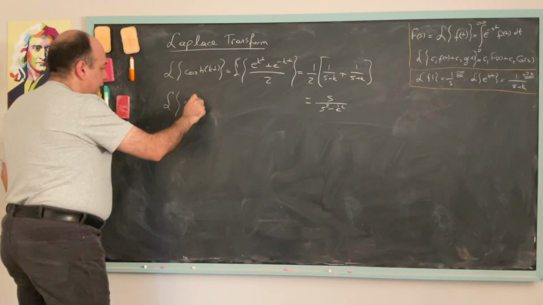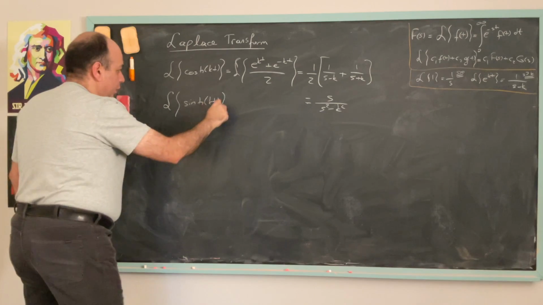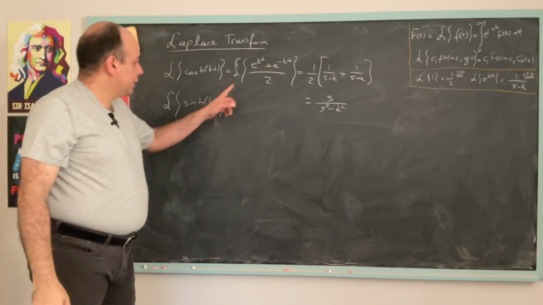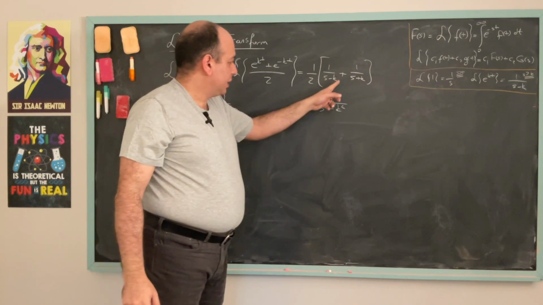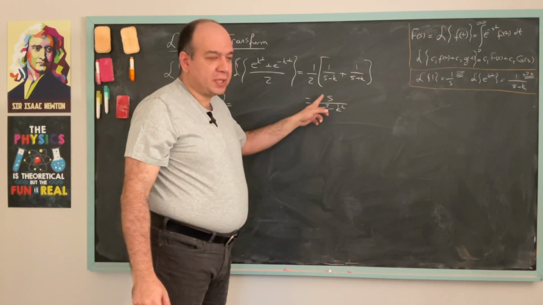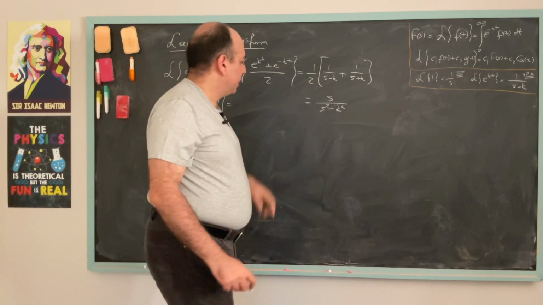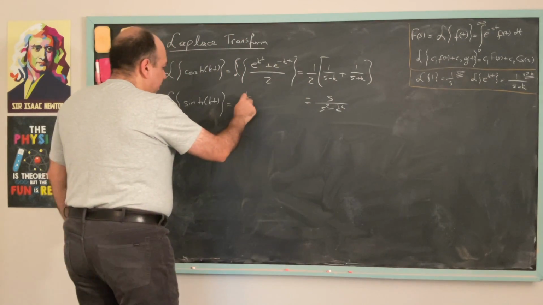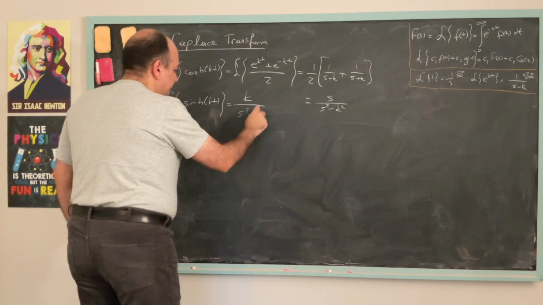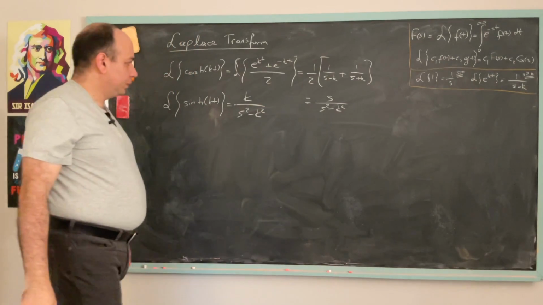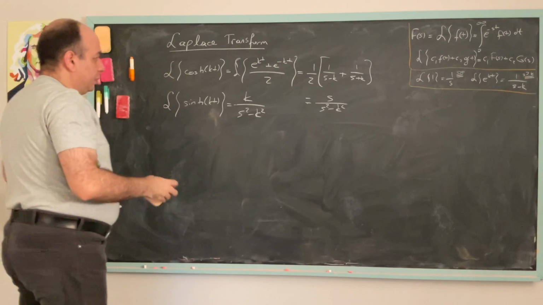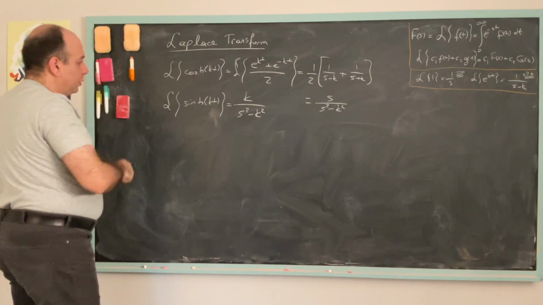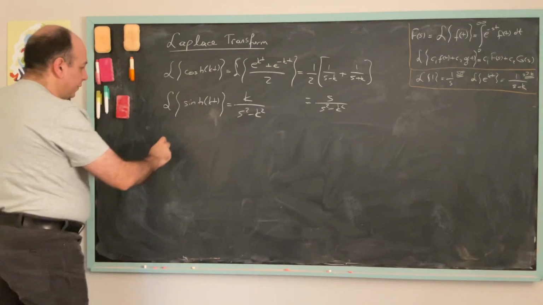Similarly, what is sine hyperbolic? So instead of plus, I'll have minus here, and this would bring me 2k up here. 2 divided by 2 is 1. So this is nothing but k over s squared minus k squared. Okay? This is good. So now we can look at sine and cosine functions.